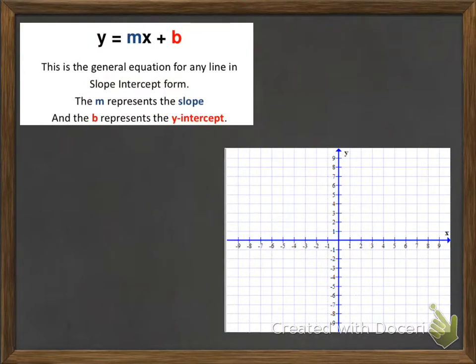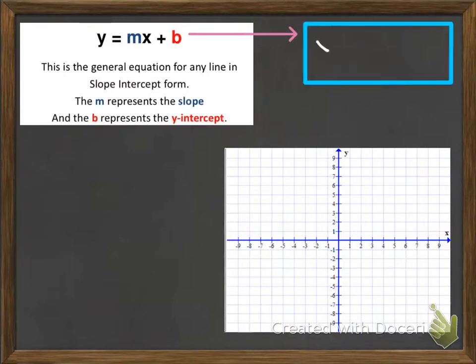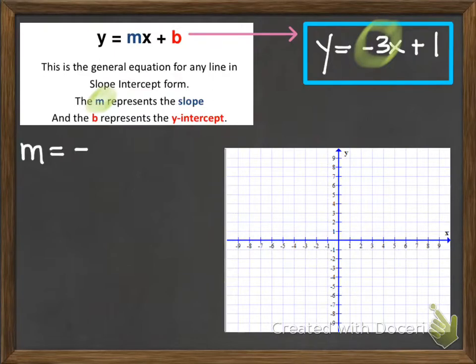So remember, we are still graphing lines in slope-intercept form, which means our equations are going to be of the form y equals mx plus b. So in this example, we're going to look at y equals negative 3x plus 1. Remember, the m represents the slope, and the m also tells us how we move. So in this case, our slope is negative 3.